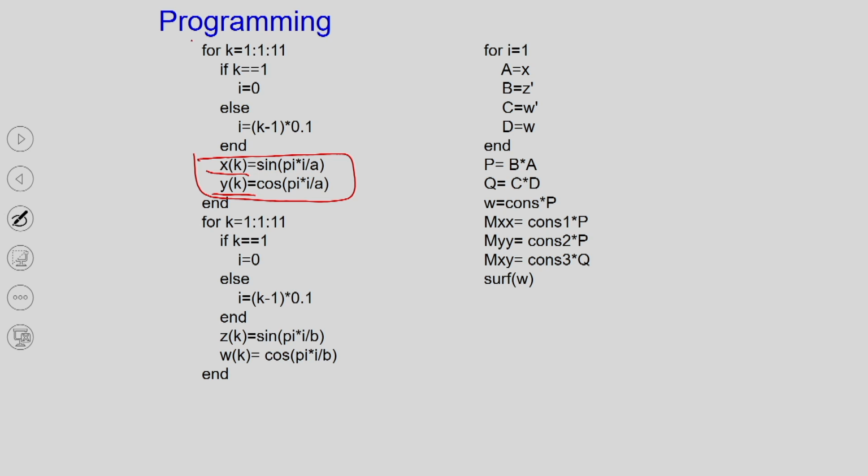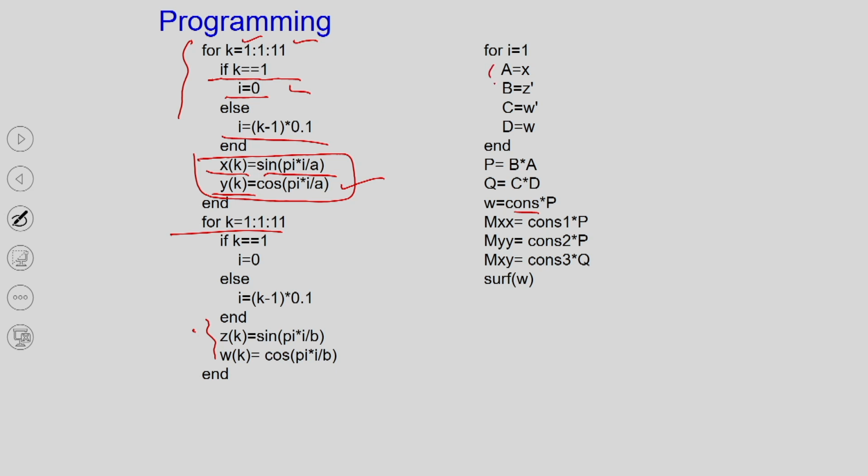So, basically this loop is written that k going from 1 to 1, if k equal to 1, I equal to 0, else is this. So, you are going to evaluate sin pi x by a and sin pi y by b. Then similarly, some other constants may be required for calculating the deflection.